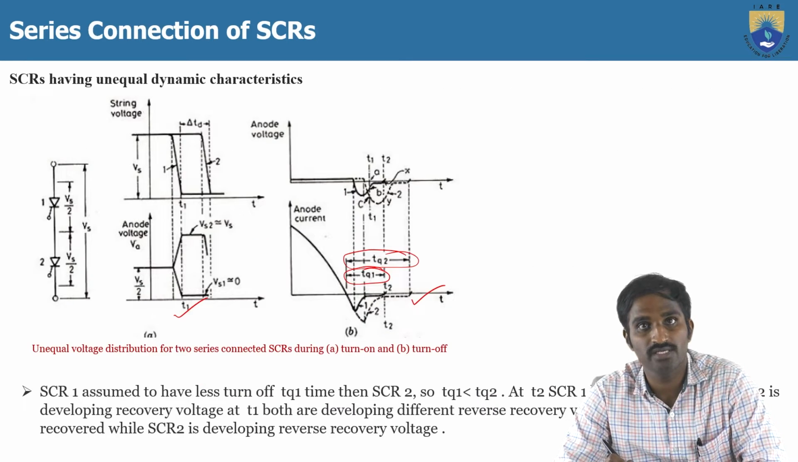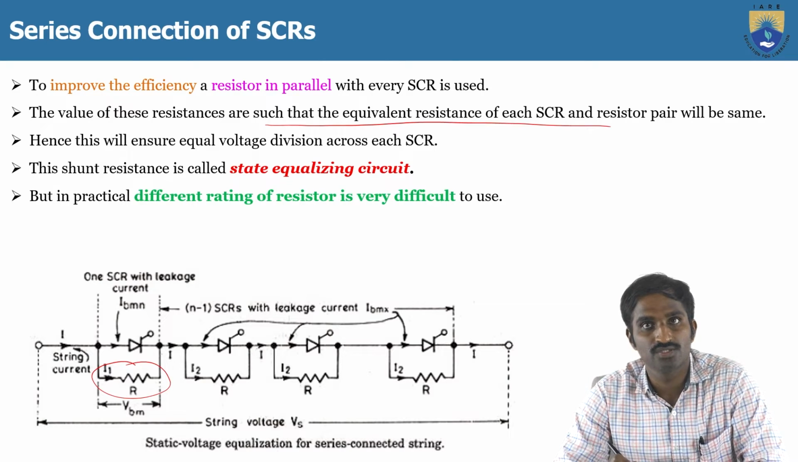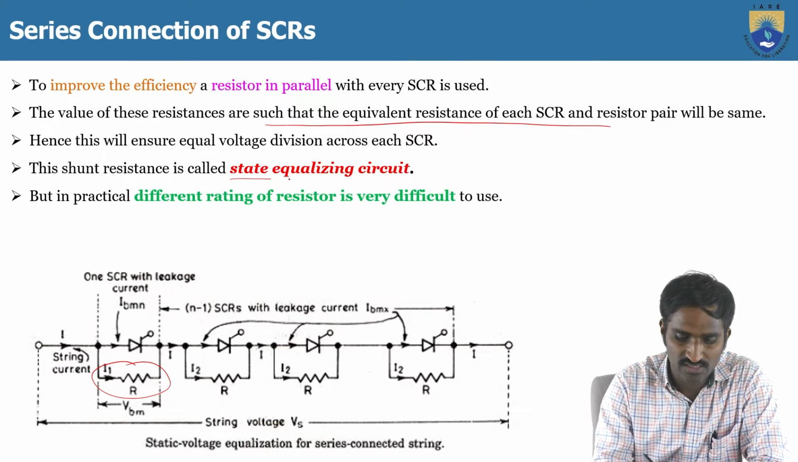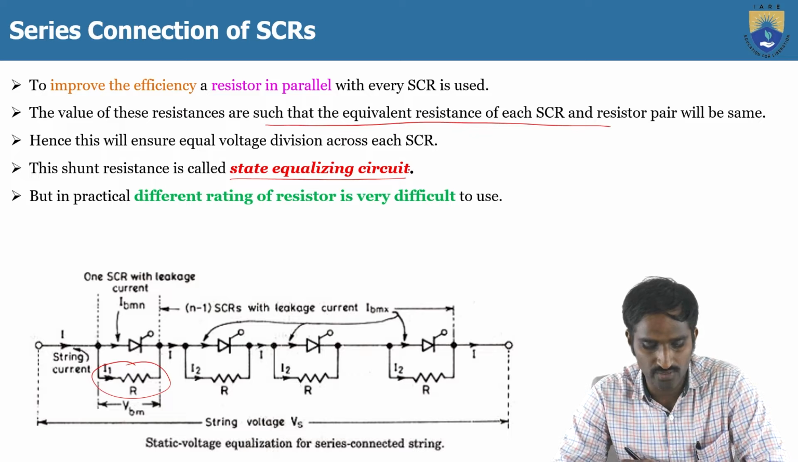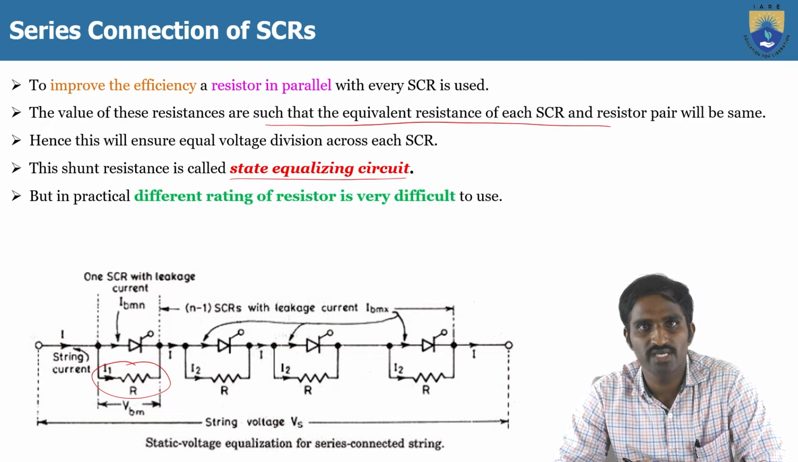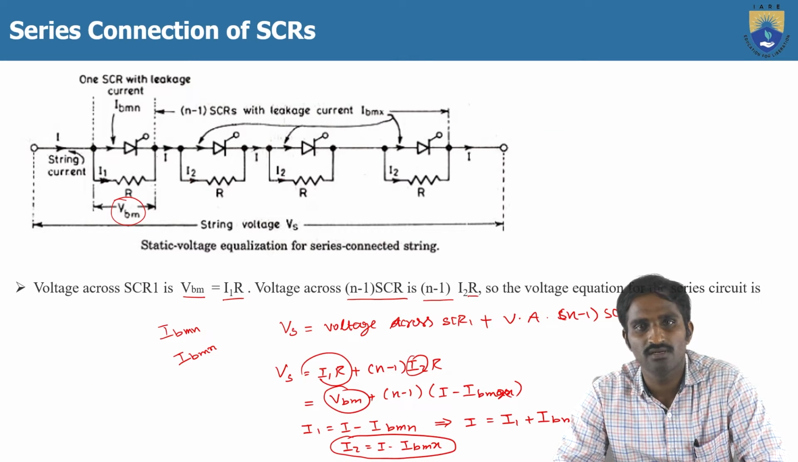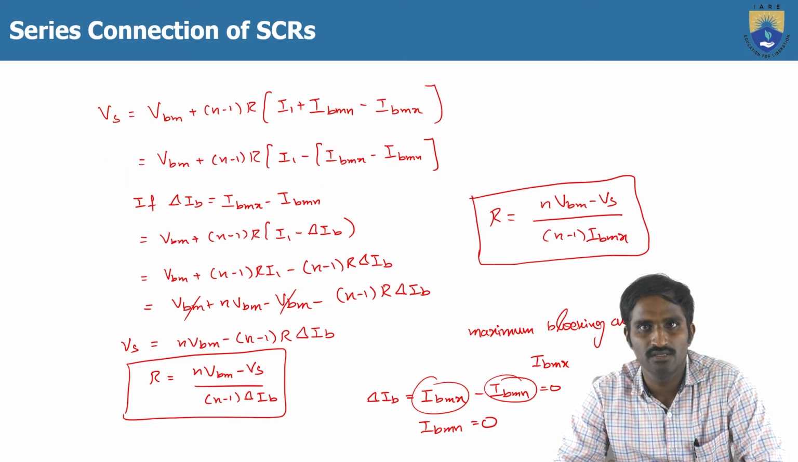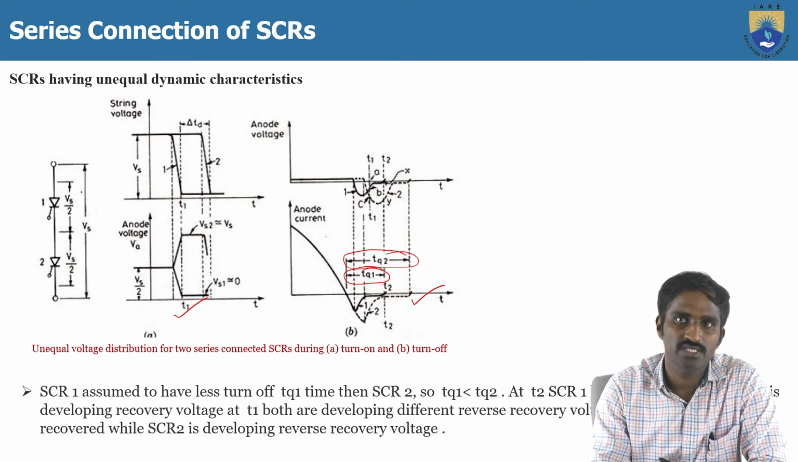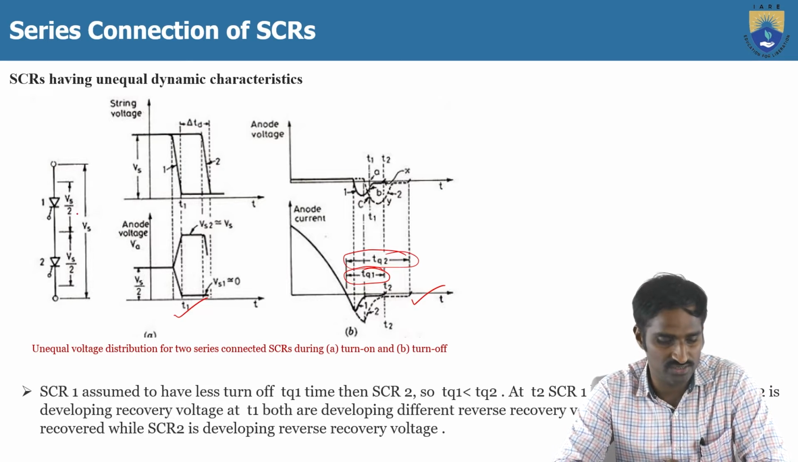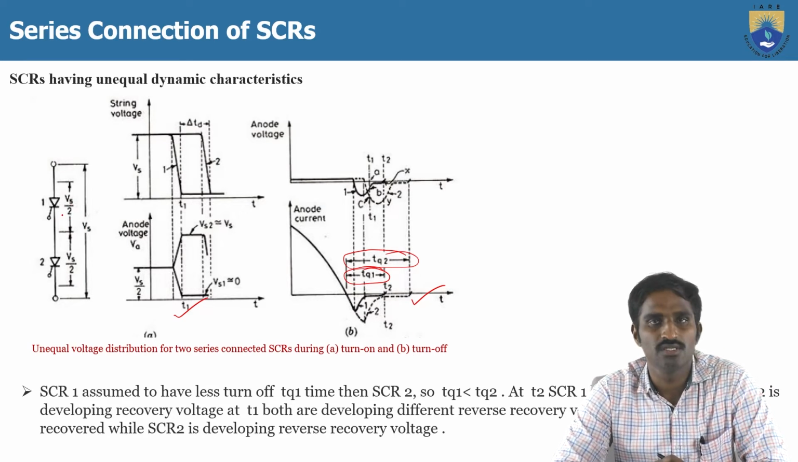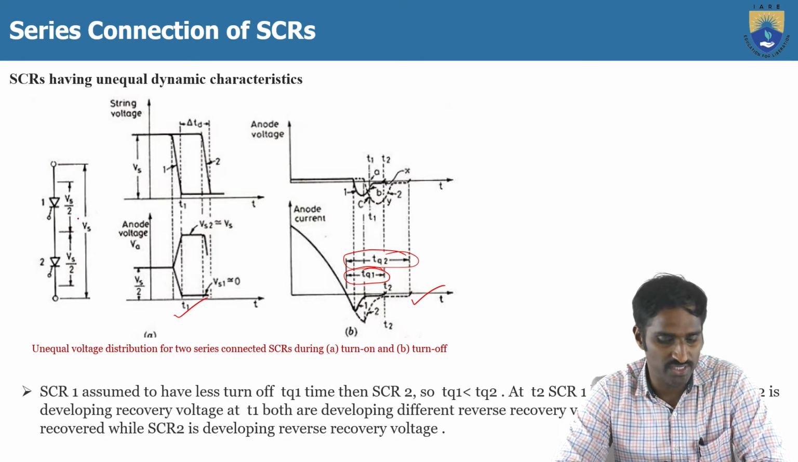Before, we also connected a resistor. That is the static equalizing circuit. By using this resistor, we are simply connecting it across each thyristor, just to get equal voltage sharing across each thyristor. So from that process, we achieve equal voltage sharing, because here the total voltage is Vs, then the voltage across thyristor 1 is Vs by 2, and the voltage across thyristor 2 is Vs by 2 again.